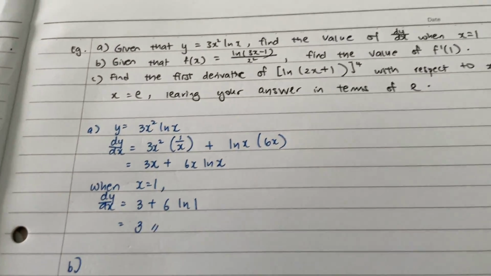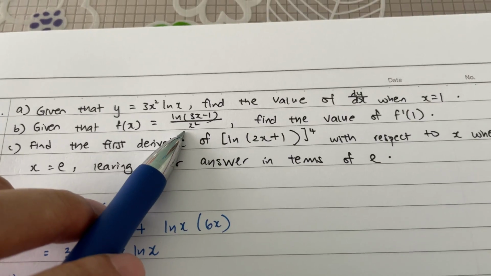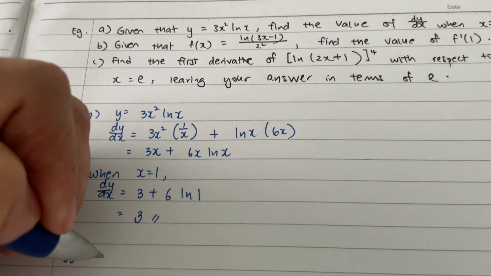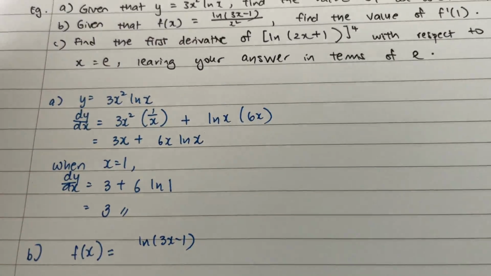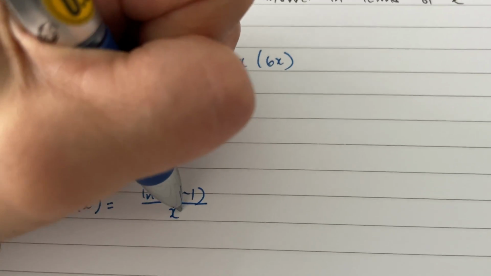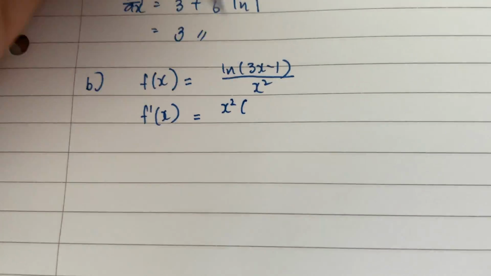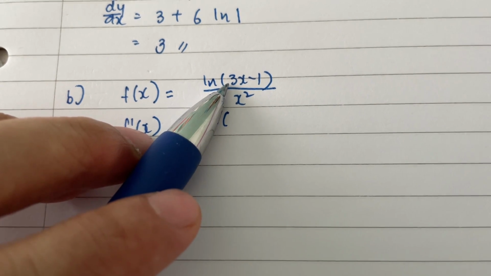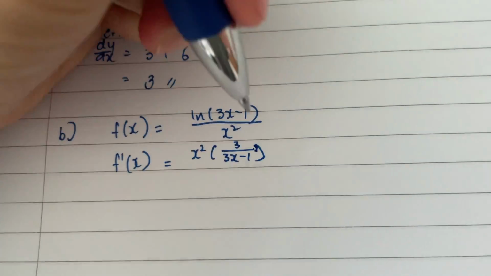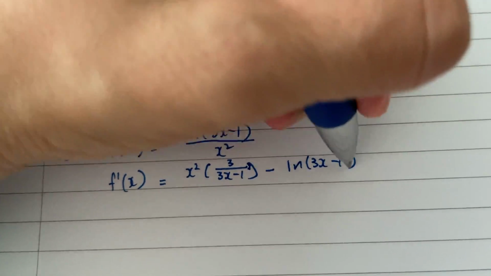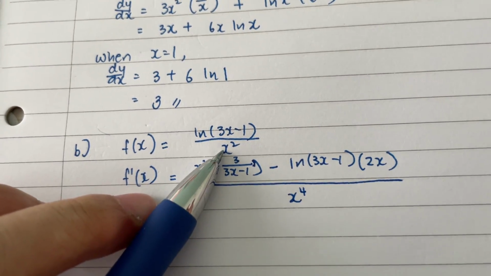That's for part A. Now for part B, given that f(x) equals ln(3x − 1) over x², bear in mind fraction, so this leads us to the quotient rule. Find the value of f'(1). So we copy down the expression first: ln(3x − 1) over x². So let's take a look at finding f'(x). We have x², and then we differentiate ln(3x − 1). Look into what f(x) is. This is 3x − 1. So this gives us 3 over 3x − 1, minus ln(3x − 1), differentiate x², over x to the power of 4, because we square x², isn't it?